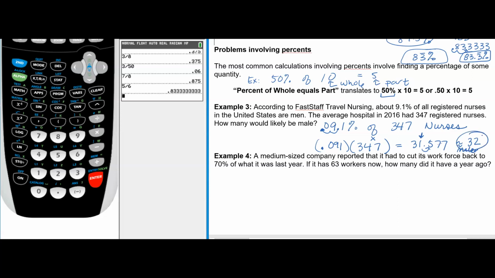Okay, let's look at example 4. So we've got a medium-sized company that reported it had to cut its workforce back to 70% of what it was last year. So 70% of last year. Okay. If it has 63 workers now, how many did it have a year ago? So 70% of last year is 63 now. Okay. So 63 is like your part. The last year, that's like your whole.